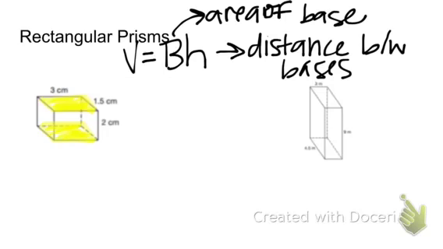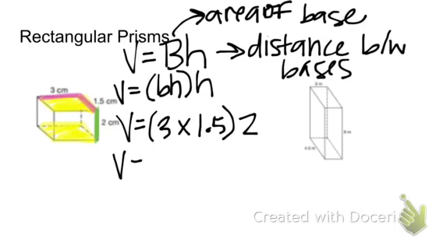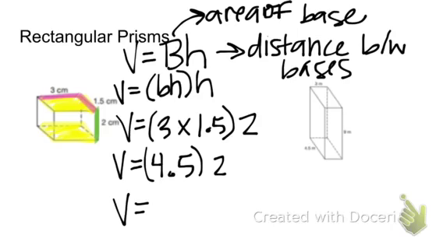Alright, so I'm going to replace our big B with the area formula for a rectangle. So I'm going to do base times height times the distance between my two bases. So my base of my rectangle is 3 and the height is 1.5. So I'm going to do 3 times 1.5, and then the distance between my two bases is 2. So when you multiply 3 times 1.5, you get 4.5. Then you multiply that by 2. So the volume of our rectangular prism is 9 centimeters cubed.